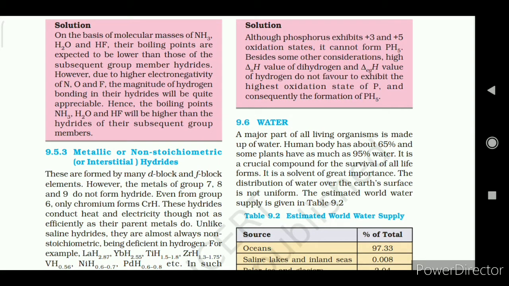9.5.3 Metallic or non-stoichiometric or interstitial hydrides. These are formed by many d-block and f-block elements. However, the metals of group 7, 8 and 9 do not form hydrides. Even from group 6, only chromium forms chromium hydride. These hydrides conduct heat and electricity, though not as efficiently as their parent metals do.